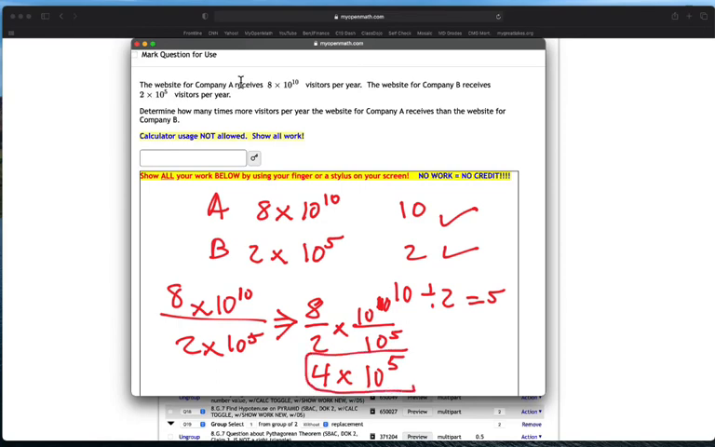So that means Company A has 4 times 10 to the 5th times more visitors than Company B. 4 times 10 to the 5th times more visitors visited the Company A website compared to Company B. You could do a quick check by multiplying Company B by that, and you would get 8 times 10 to the 10th. So once again, you could utilize this strategy for all word problems that are in scientific notation. So I hope that helps.